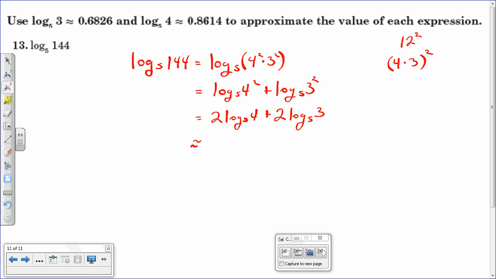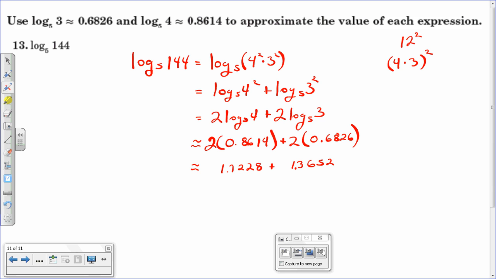Now approximations that they've given us, log base 5 of 4 is 0.8614 plus 2 times log base 5 of 3, which is 0.6826. At this point, just follow your order of operations, which is going to be 8, 2, 12, 17, plus 12, 5, 6, 13. Now add the two together. 10, 7, 8, 10, 3. So log base 5 of 144 is approximately 3.0870. Tomorrow we're going to be working on solving logarithmic equations, so you need this skill today.